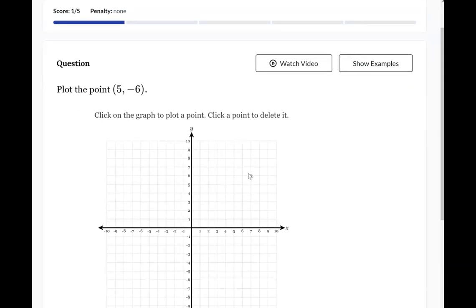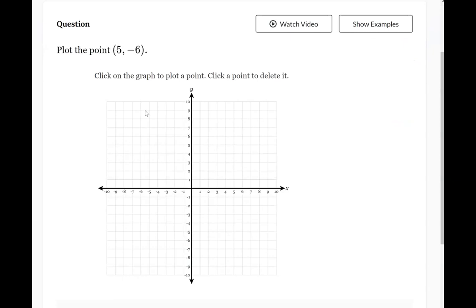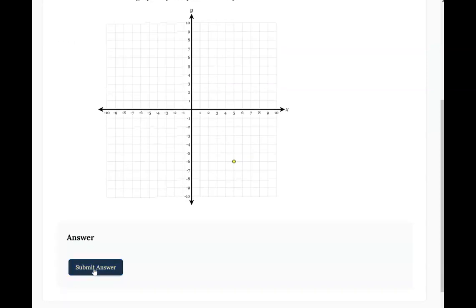Let's try one more. Again, the first number is the x-coordinate. That's the left or right number along the x-axis, right? This is the x-axis. This is the x-coordinate. So we're going to move 5 positive on the x-axis. Pause there. And now we're going to move along this vertical line to the correct y value, -6. Click once, submit your point.